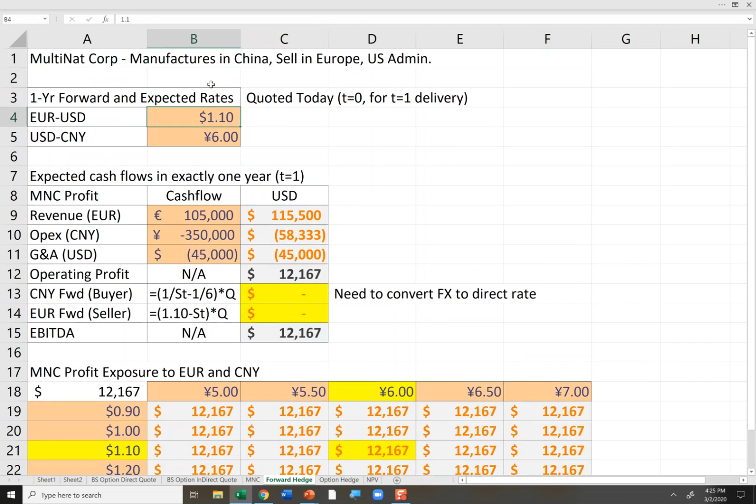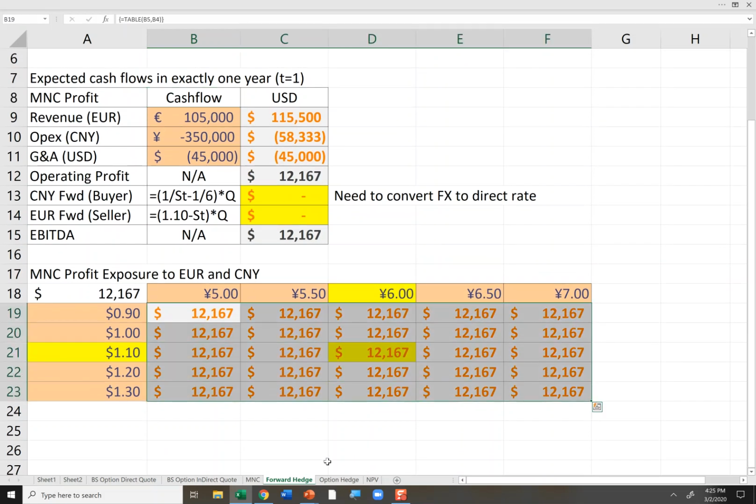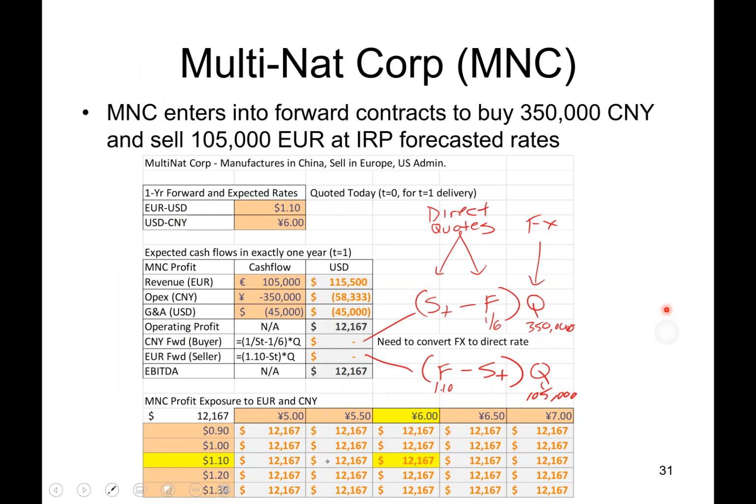And what if the yuan exchange rate goes from 6 to 5? That's an appreciation of the yuan. Notice these costs went up, but perfectly offset by the gain in the Chinese yuan forward. And I'm going to undo that. Notice when I do my data table, I'm no longer exposed to currency revaluations.